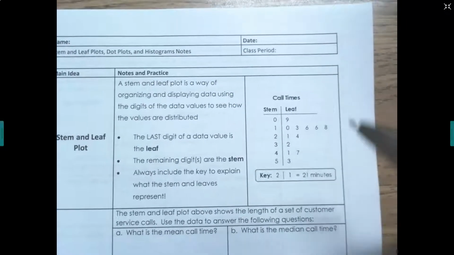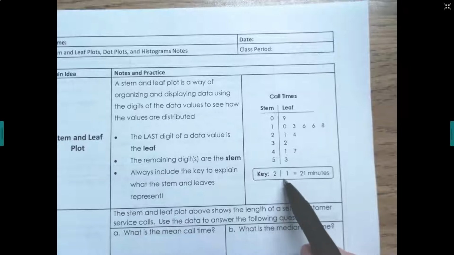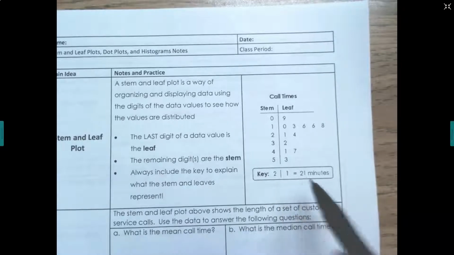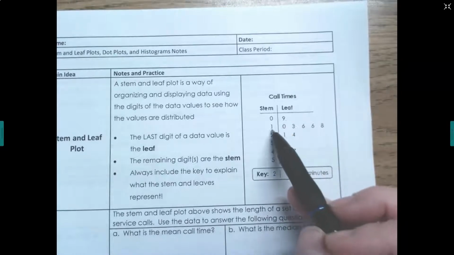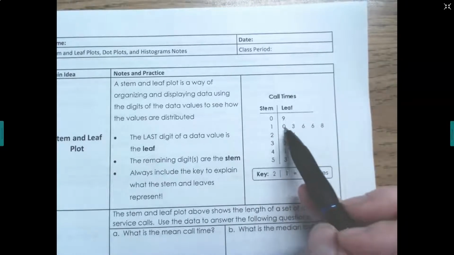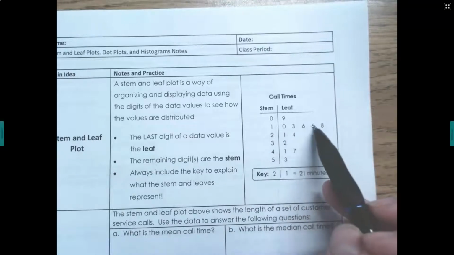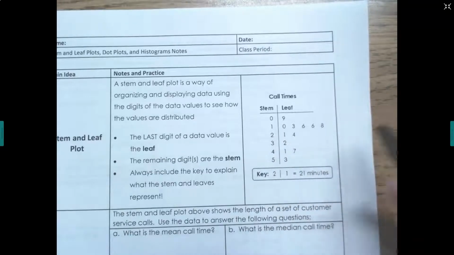So when we're looking over here, our key says 2/1 means 21 minutes. So 0/9, that's 9 minutes. 1/0 is 10 minutes. Then we have 13 minutes. Then we have 16 minutes, 16 minutes, 18 minutes.